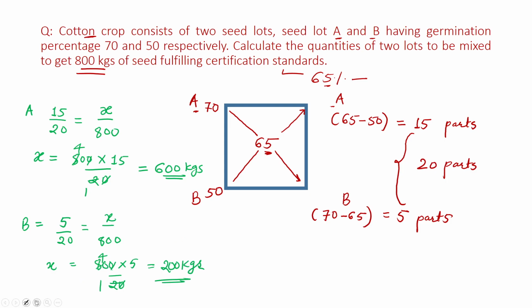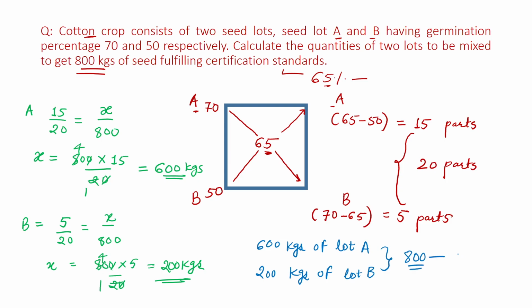So what will be our final answer? When we will add 600 kgs of lot A and 200 kgs of lot B, we will get 800 kgs of seed lot, that is our resultant seed lot with 65% germination.